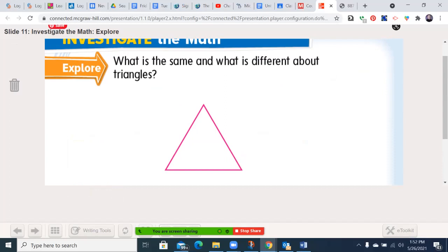And what is the same and what is different about triangles? Well, it can vary. Sometimes the sides will be different lengths. Sometimes the angles will be different sizes. Sometimes you'll have two or three sides that are all the same, or two or three angles that are the same.